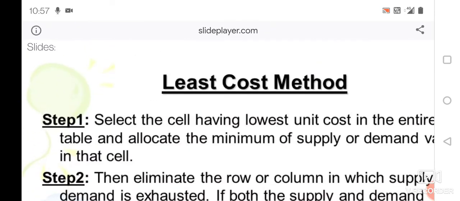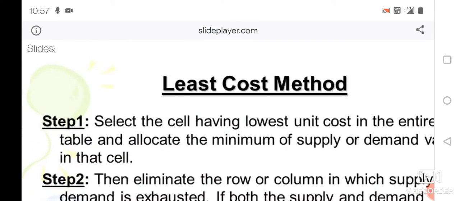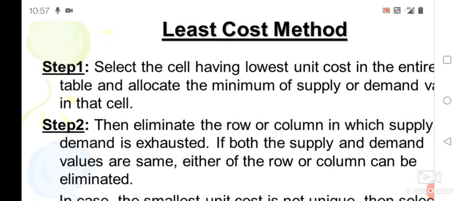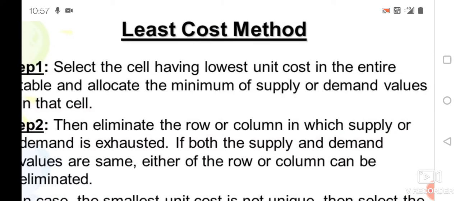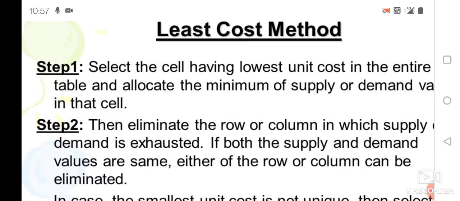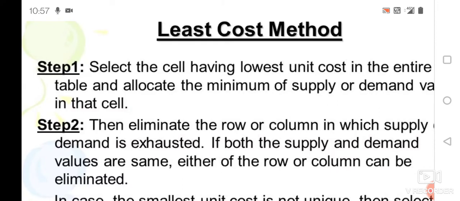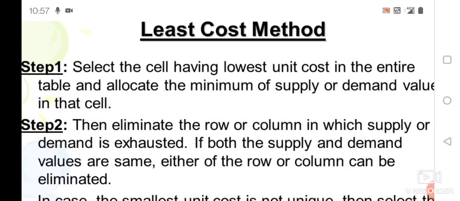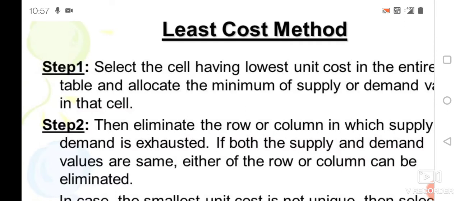Now the next method, the least cost method. Select the cell having the lowest unit cost in the entire table and allocate the minimum of supply or demand values in the cell.